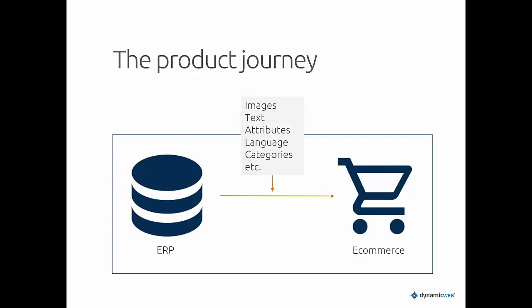We need to add a lot of images and text and attributes, language, and we need to categorize it so it makes sense for the web. There are a lot of things that need to be done before we can use the data in an e-commerce solution. Also, a lot of this data needs to be used in other places, for catalog production or in price lists or brochures and all that kind of thing. And there are a lot of places where all this data can be used.